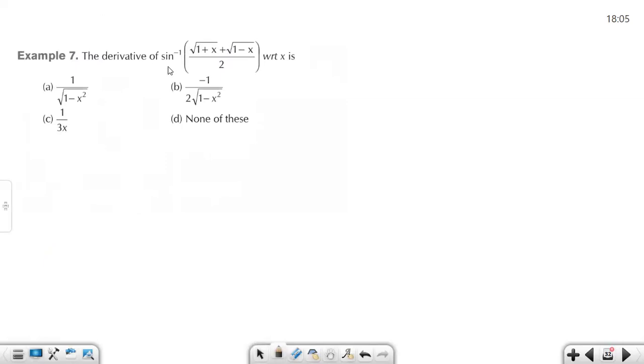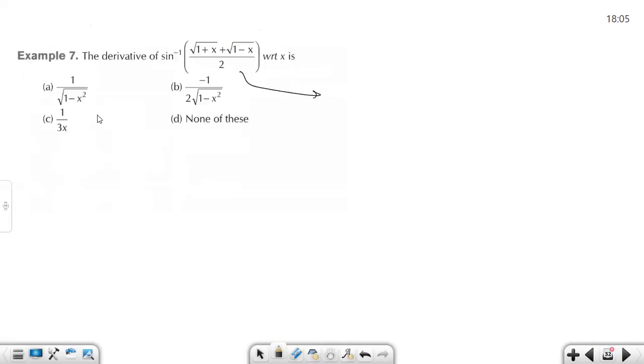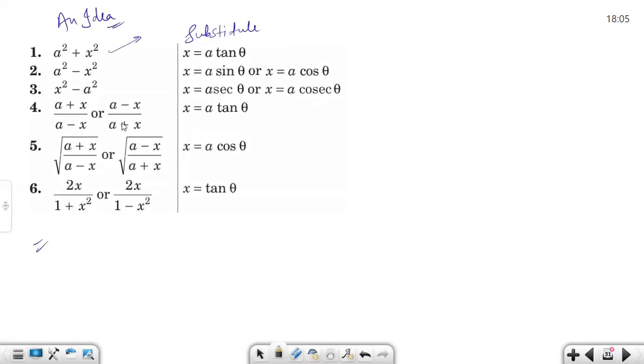So we have to find the derivative of an inverse trigonometric function with a certain expression given inside it. First, we have to simplify this given function, and we can do so by using the formulas which we have seen earlier. Here we have a form of square root of a plus x. The degree of x is 1, so it is in the square root. Here we can see the degree of x is also 1.